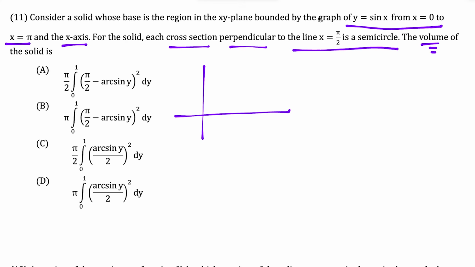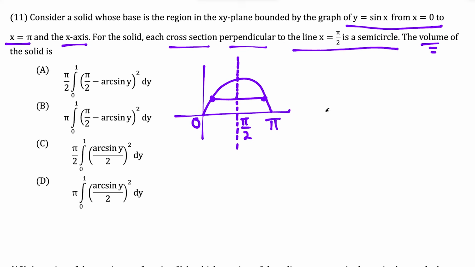And we only need to look at this from x equals 0 to x equals pi. So that's this space over here. So here's our sine curve from 0 to pi. And we're going to look at next the line x equals pi over 2, which is right in the middle. So this is going to be our line that we're going perpendicular to. Okay, so here's our line. And we're taking cross sections, once again, perpendicular to x equals pi over 2. And our goal is to find the volume of the solid that's created.